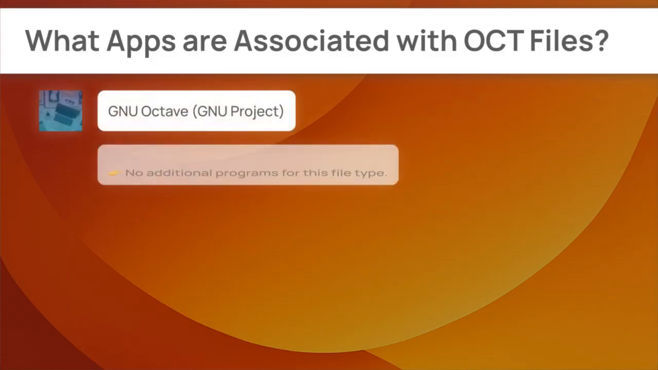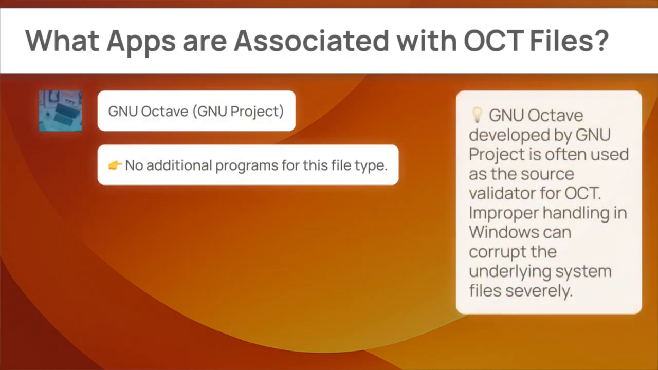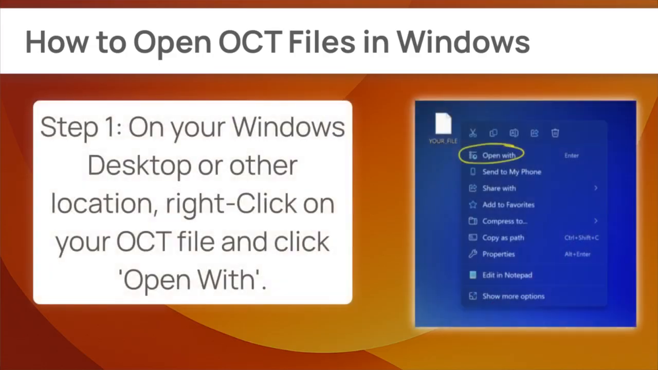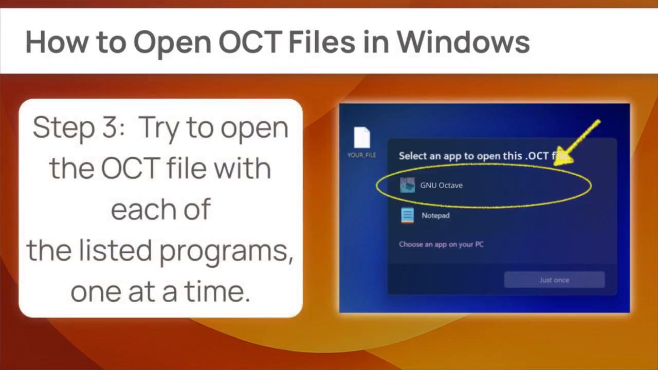GNU Octave is the standard set by the GNU Project for accessing the OCT format. Windows lacks necessary integrity checks, so safe handling requires approved software. Windows shows the script's text, yet running it properly requires the correct interpreter. We're going to use the list of installed programs to find the match. Right-click your OCT file, then click Open with, and test GNU Octave if you see it. If it fails, select the next program.